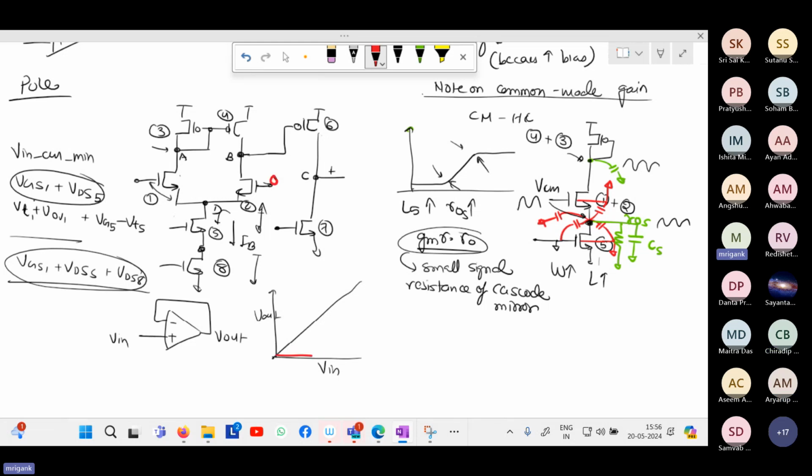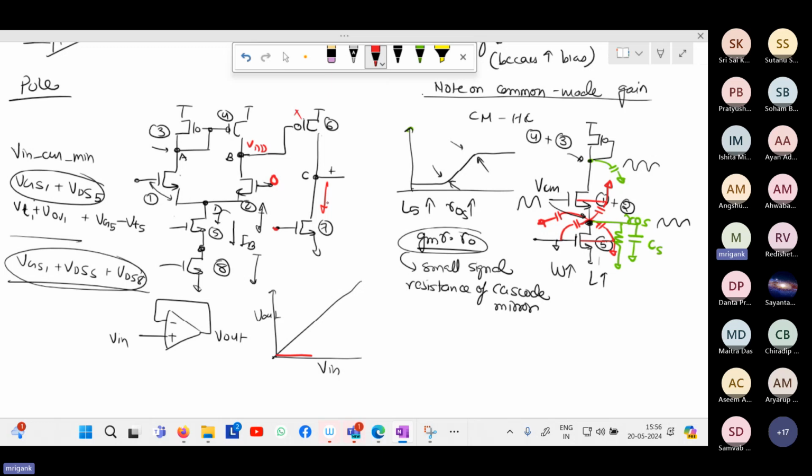Because if you put 0 here, this one will be close to VDD. This is switched off, this is on. This will be close to VDD, and this will be turned off. As a result, this is turned on. This is the bias voltage. This will pull it down. Drain voltage will be 0.